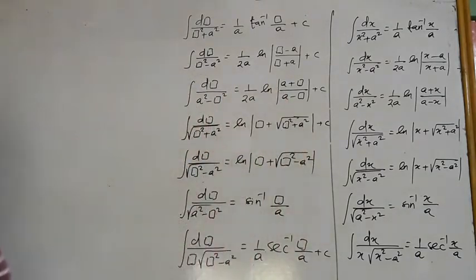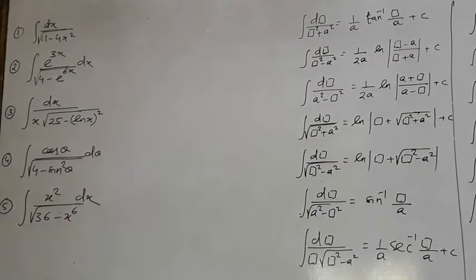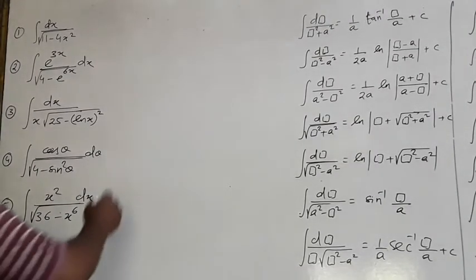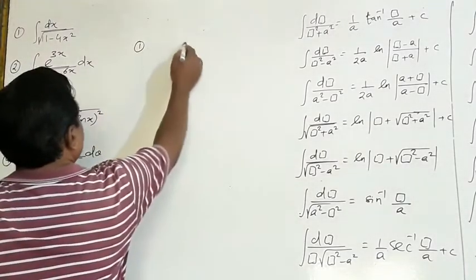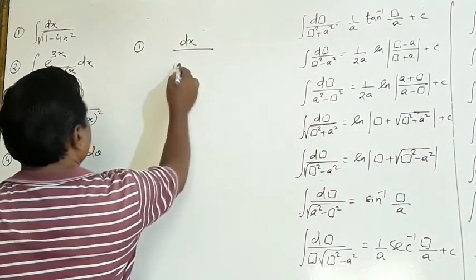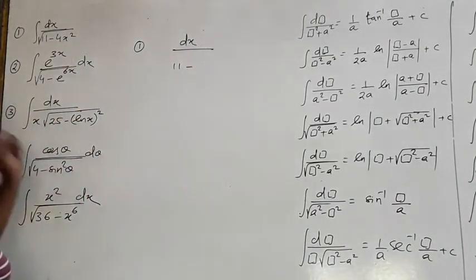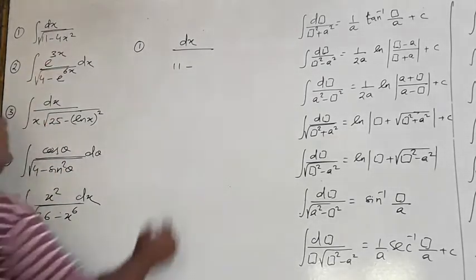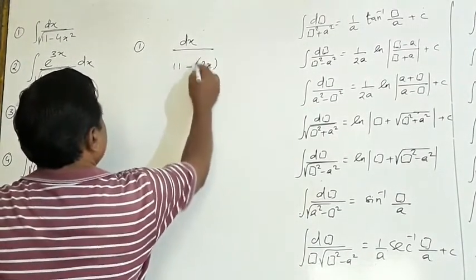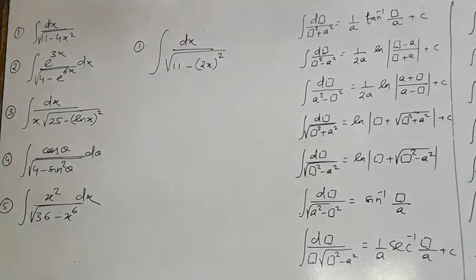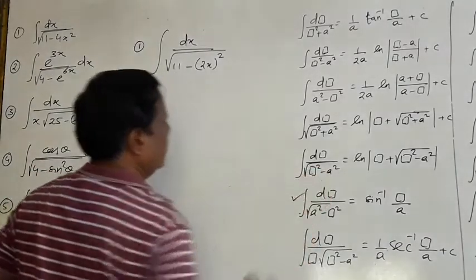This is important. Take a screenshot of these 5 problems. Now tell me what I will do and which formula it will get. Now look at problem number one, dx by root over 11 minus 4x square. What is 4x square? It is the square of 2x, then put the root over. Now, according to my formula, it will come to this. This is the formula.